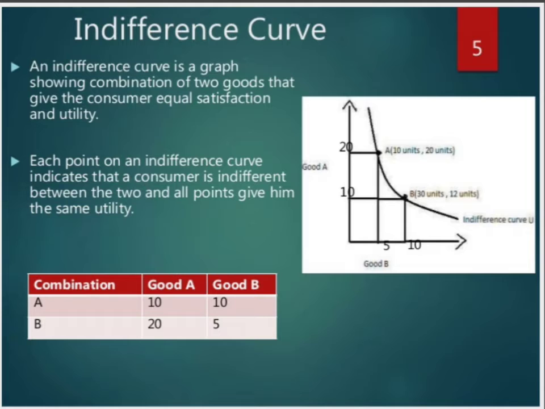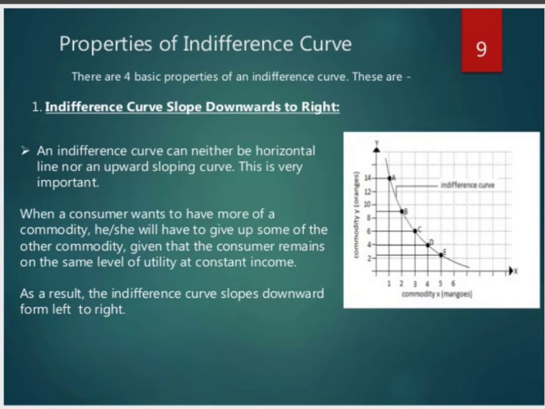Once again, this is one more definition to make you understand the indifference curve. Each point on an indifference curve indicates that the consumer is indifferent between the two, and all points give him the same satisfaction or the same utility. Whether I eat Hide and Seek or Oreo, my level of satisfaction remains the same.